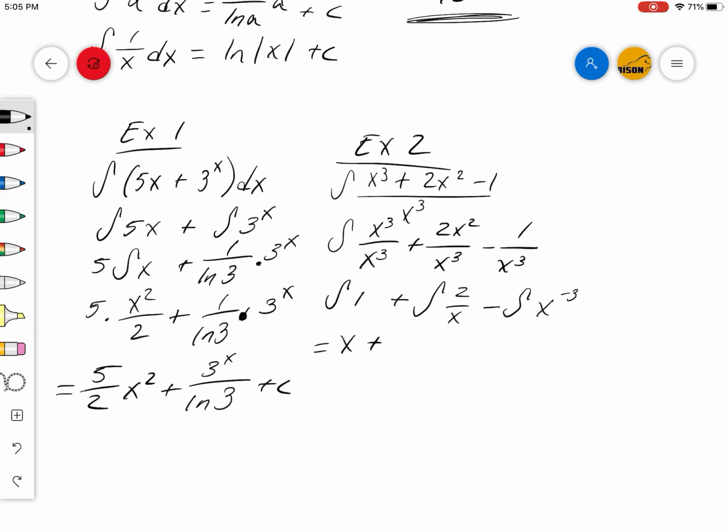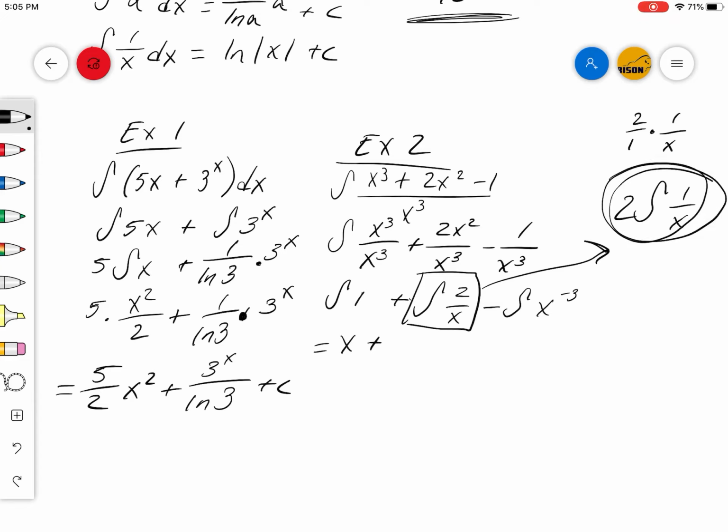Okay. Next part, we have 2 over x. Now let me show you what this actually is. This, let me box it in. I'm going to bring it over here. This is really 2 times the integral of 1 over x. Okay, because 2 over x is 2 over 1 times 1 over x. Okay, so that's how we can separate 2 and 1 over x. So if you really want to look at it like this, it makes your life a lot easier.